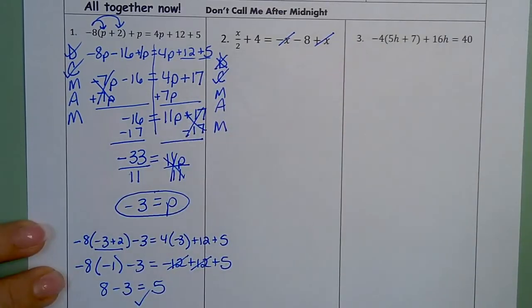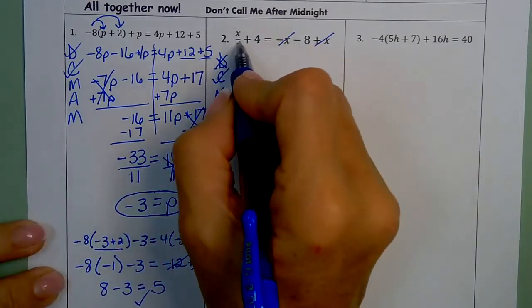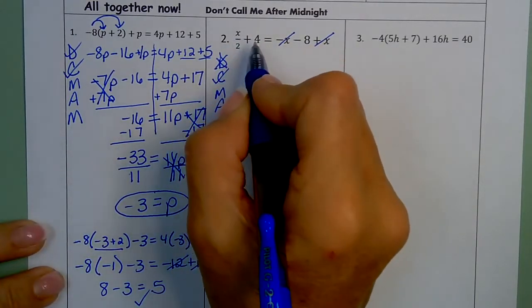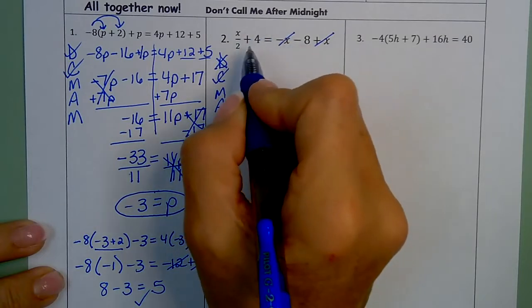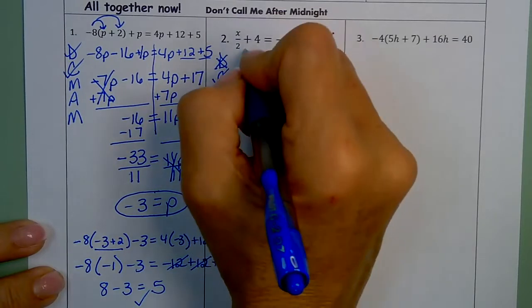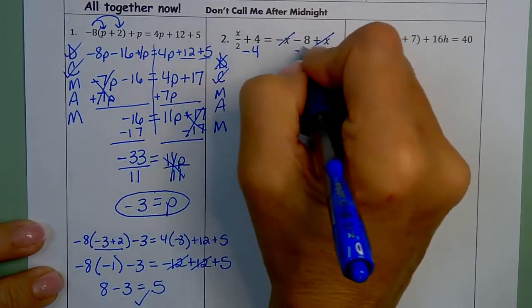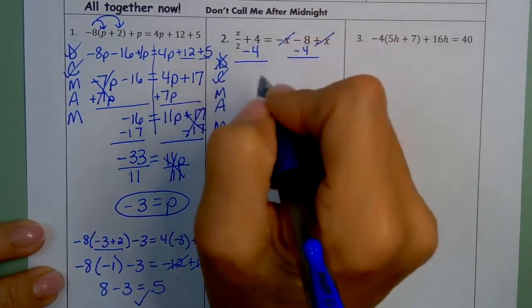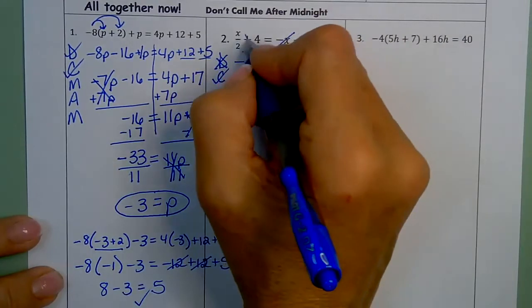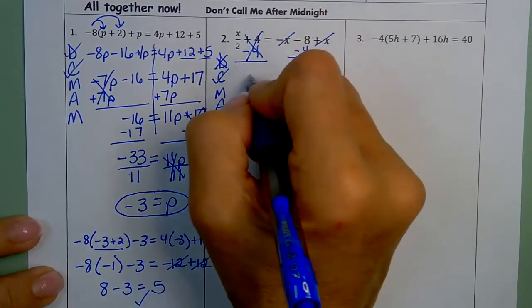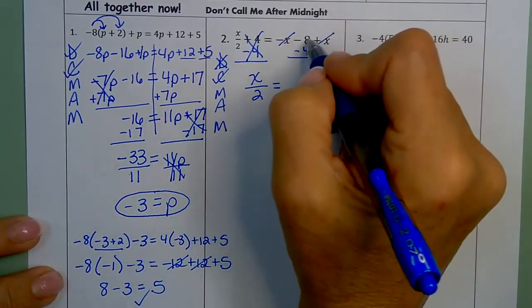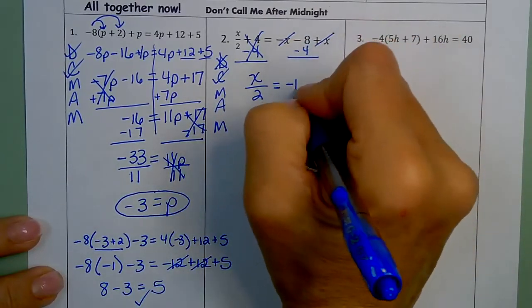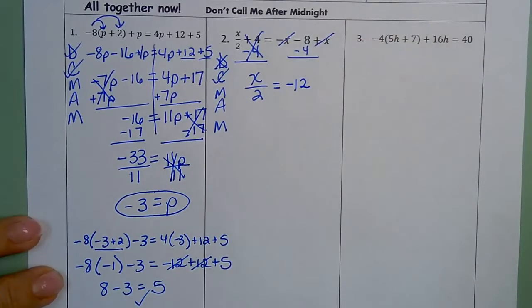Okay, so I've combined. Now it's time to move it. So I have my variable on one side. I need to move the constant over here. So to move +4, I'm going to subtract 4 from both sides. Bye-bye. And I'm left with x divided by 2. -8 minus 4 is -12.